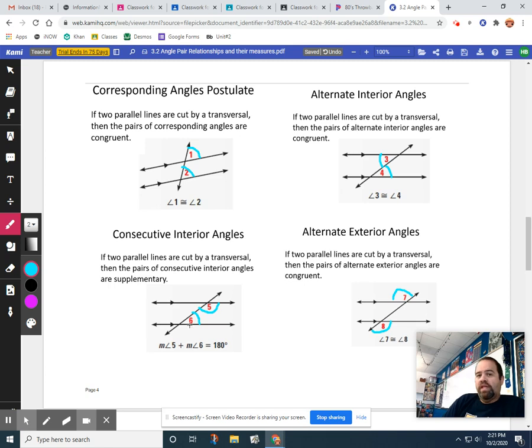Well, the other relationship that you're going to find when you're dealing with parallel lines and angle relationships is the angles are supplementary. Supplementary just means that they add up to 180 degrees. So let's say angle 5 is 100 degrees, angle 6 is 80 degrees. If angle 5 is 130 degrees, angle 6 has to be 50 degrees, whatever makes them 180 degrees combined.